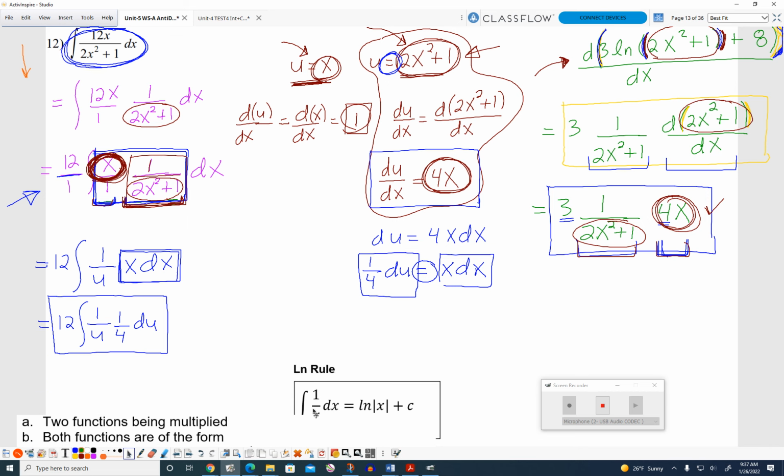Questions? Okay, I just want to clarify. We moved the 12 outside of our antiderivative because we found the derivative of it? No, we just moved that out of the way because it's a multiplying constant. It's easier to get them out of the way. It just goes along with it. Just a rule.